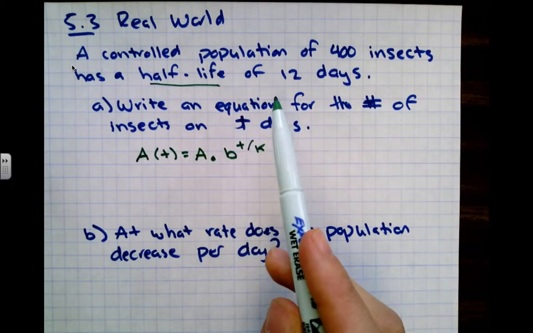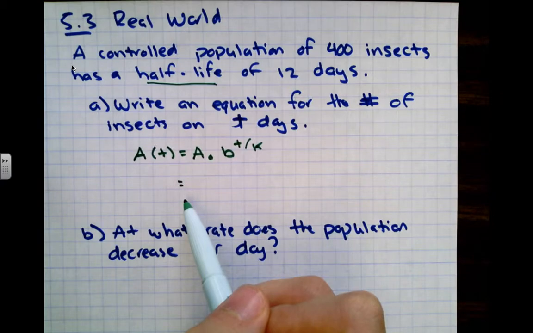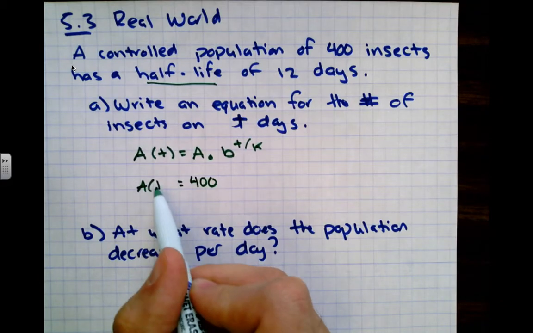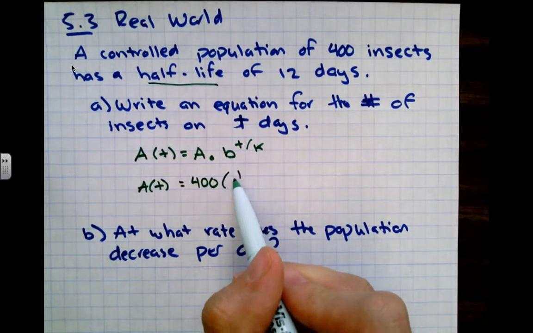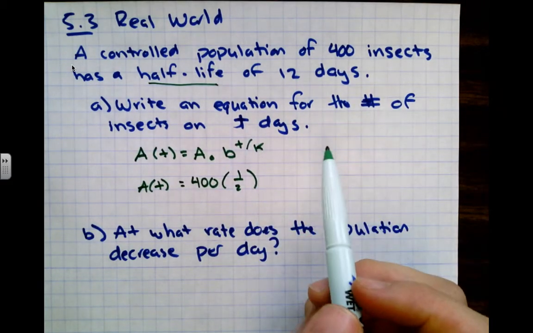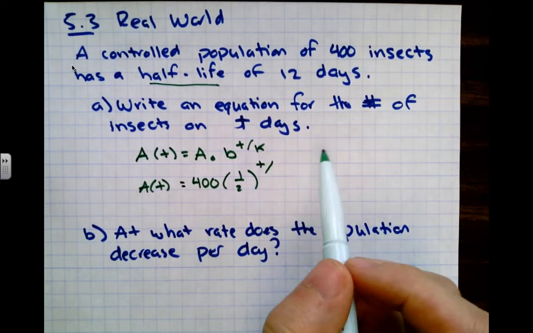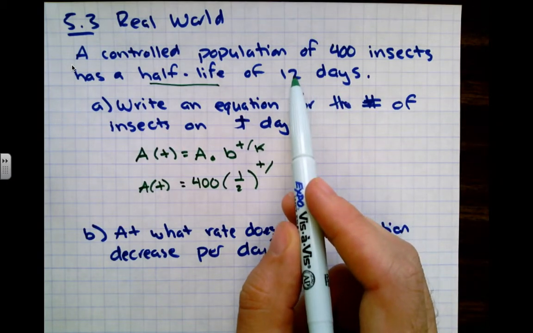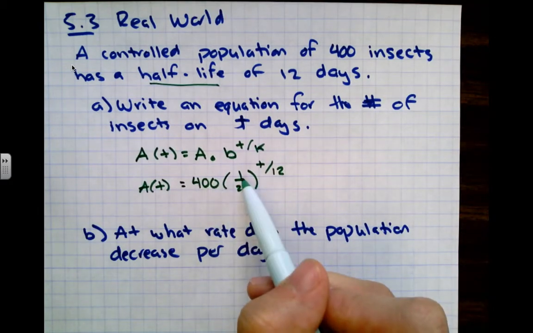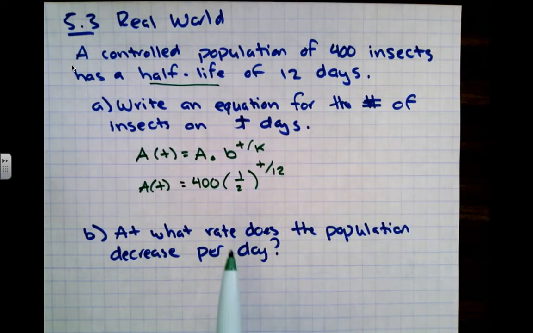So in this case, if we filled in all of our pieces, the original amount that we have is 400. We have 400 insects originally. Our B value here would be 1/2, because we know that half of the population is going to be alive after a certain amount of time. So the B value would be 1/2. T we don't know. And then K is 12 days. That's the amount of time it would take to multiply our 400 by a half and end up getting 200. So that would be 12. That piece goes here. And that would really be it for part A.